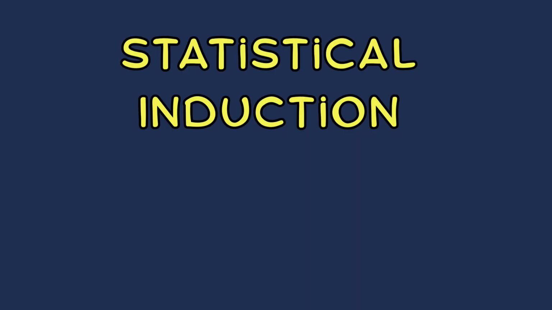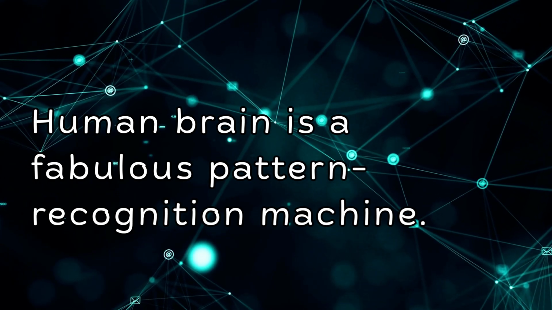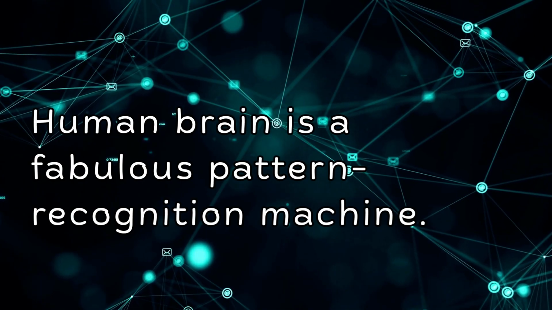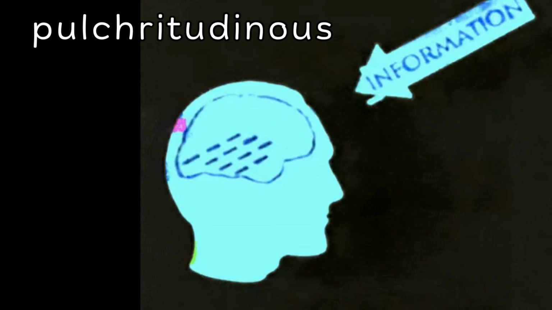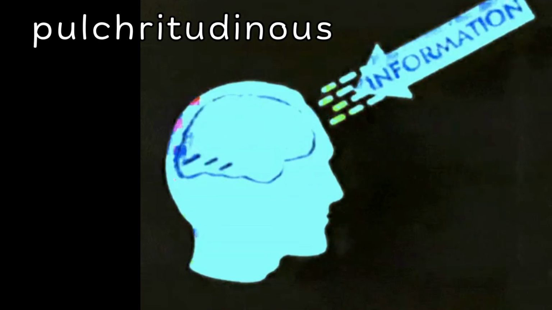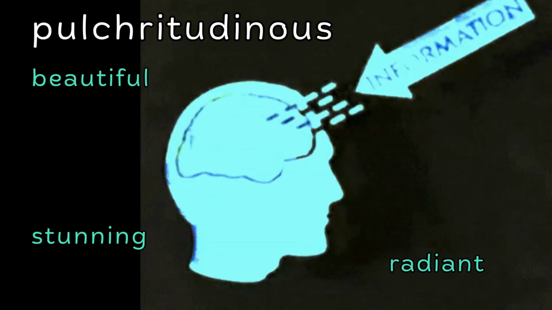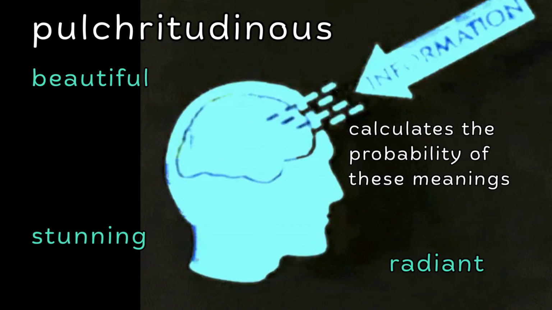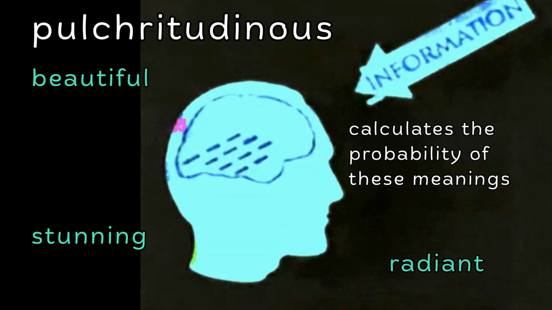The second step is statistical induction. The human brain is a fabulous pattern recognition machine. When it encounters a new or unfamiliar word like pulchritudinous, it starts the process of statistical induction. It starts associating this new word with words like beautiful, radiant, or stunning. Based on how and where the word is used, it calculates the probability of the word's correct and nearest meaning.